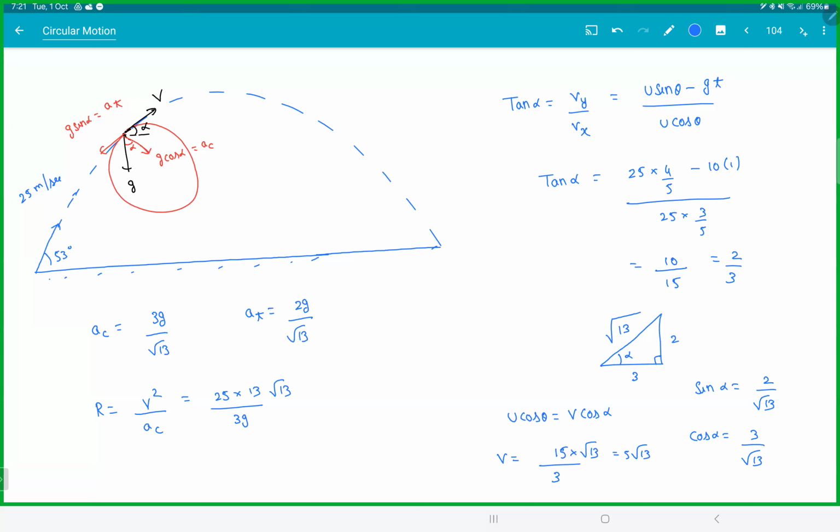Clear, everyone? So the whole game is finding that alpha. Once you get that alpha, you'll get everything. You'll get the value of v, you will get cos alpha, sin alpha, everything you can get. This is one way of asking radius of curvature.